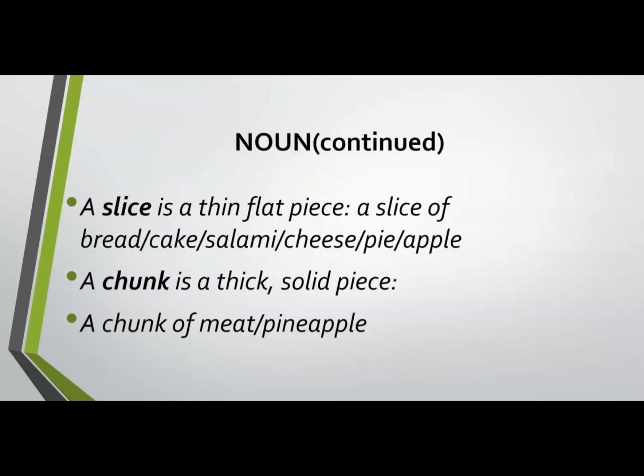Some more words. We say a slice. A slice is a thin, flat piece. So we say a slice of bread, a slice of cake, a slice of salami, cheese, pie, apple. We also say a chunk. So a chunk is a thick, solid piece. A chunk of meat, a chunk of pineapple.